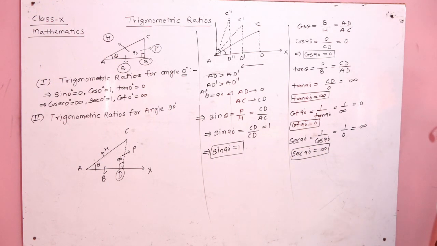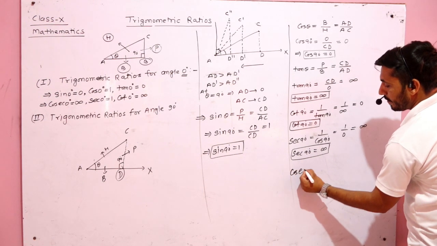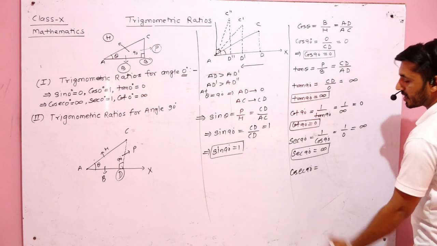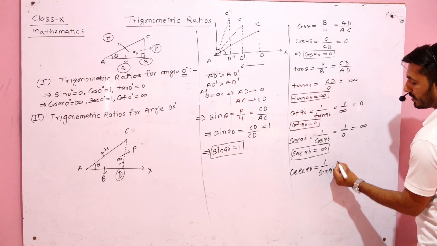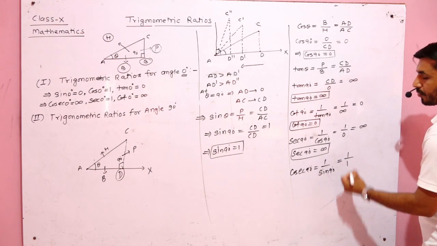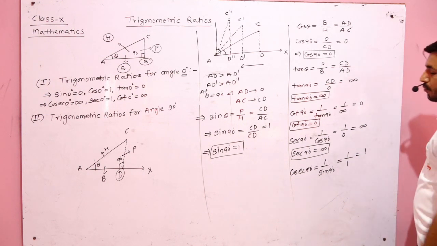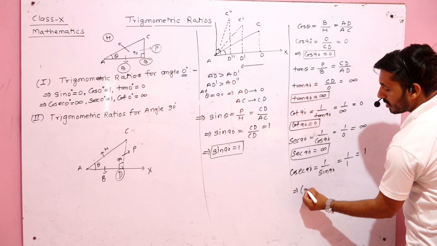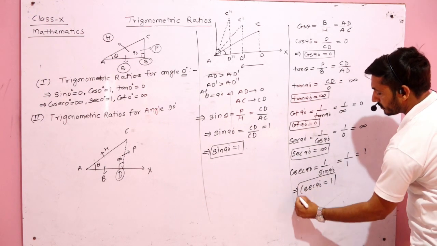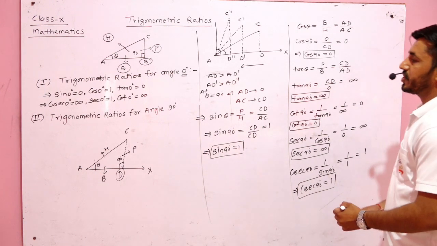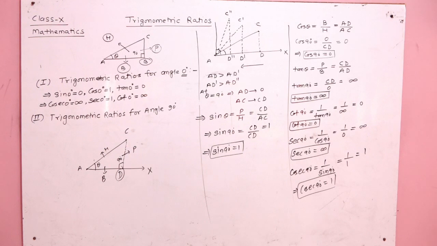Next, cosec 90 is given as 1 upon sin 90. And what is the value of sin 90? It is equal to 1. It means 1 divided by 1 is equal to 1. It means cosec 90 is equal to 1. All 6 trigonometric ratios are obtained for angle 90 degree.